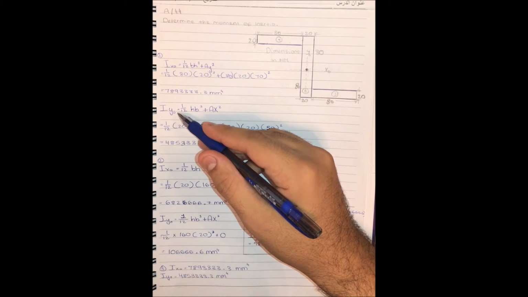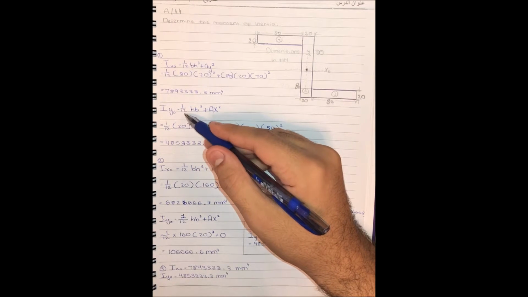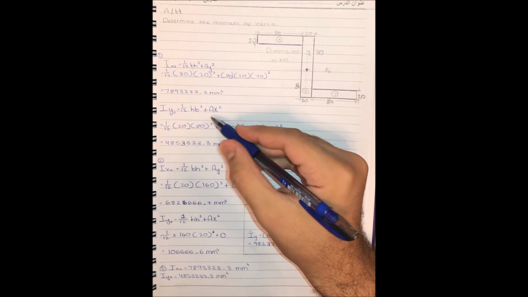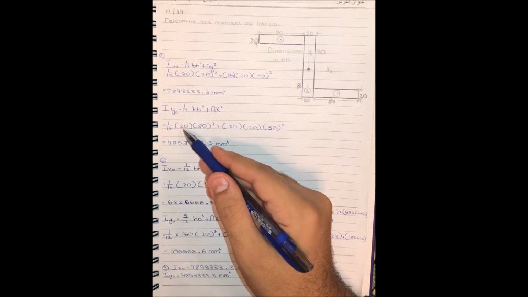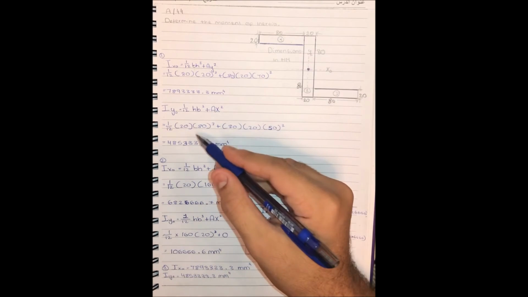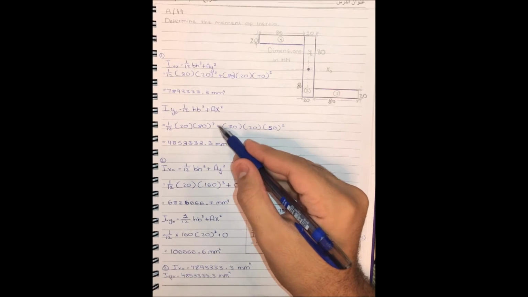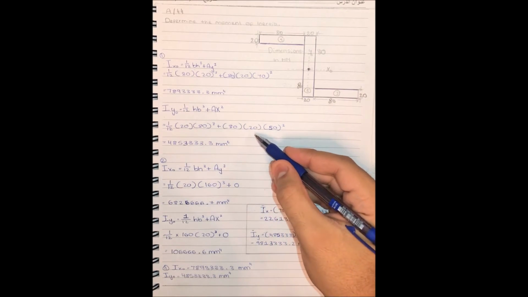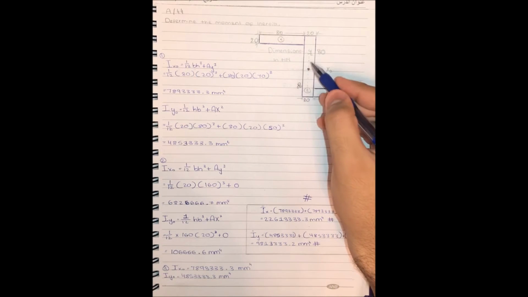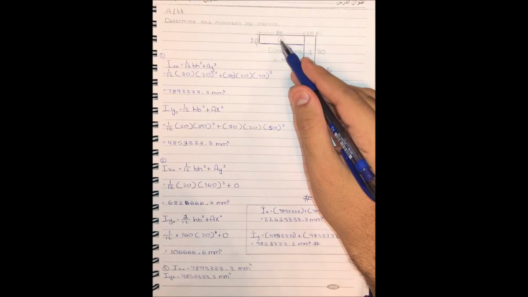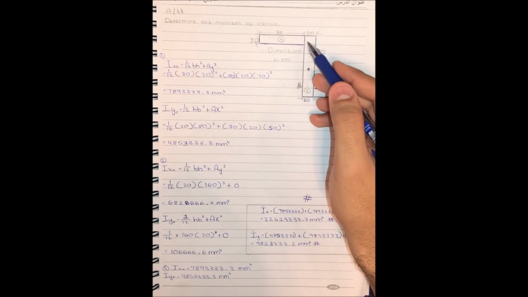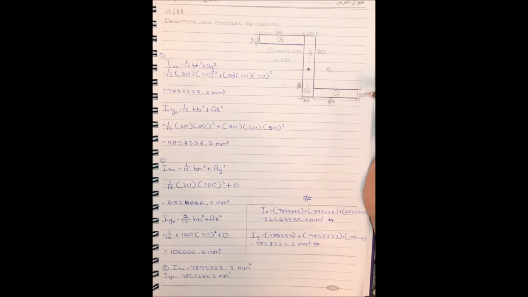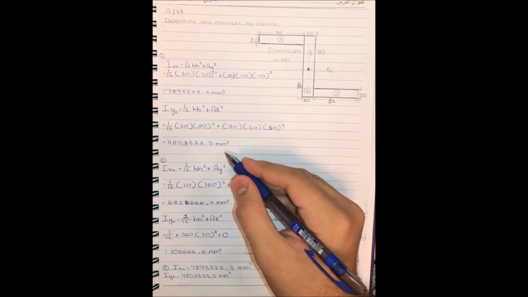For Iy naught, that equals 1 over 12 hb cubed plus Ax squared. That means 1 over 12 times h, the height, multiplied by the base cubed, plus the area of the rectangle multiplied by the distance from this centroid to this centroid. Half of the 80 is 40 and half of the 20 is 10. 40 plus 10 is 50, squared, and this is the result.